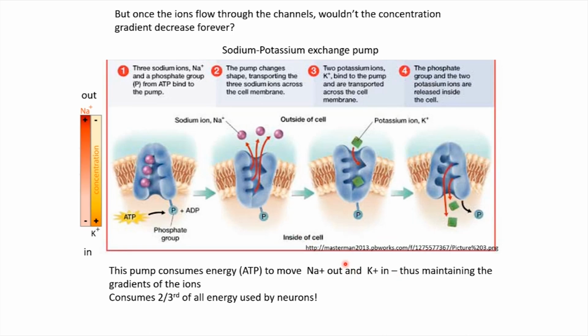Now, this is not the only type of pump that is present. There are many other pumps that move different ions across their concentration gradient. So there is a pump for calcium ions, there is a sodium calcium exchange pump, and so on. So all these pumps work together to maintain the gradients. So far we have seen the basic molecules that make the generation of electrical activity possible in neurons.